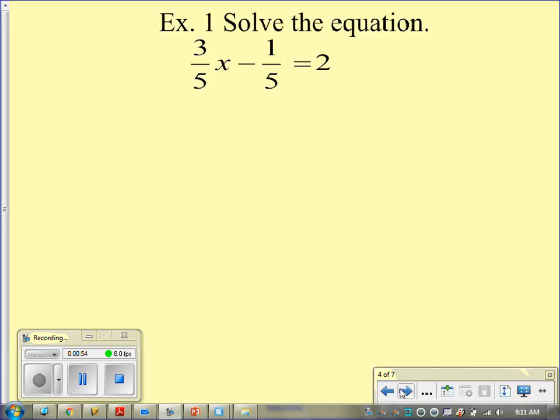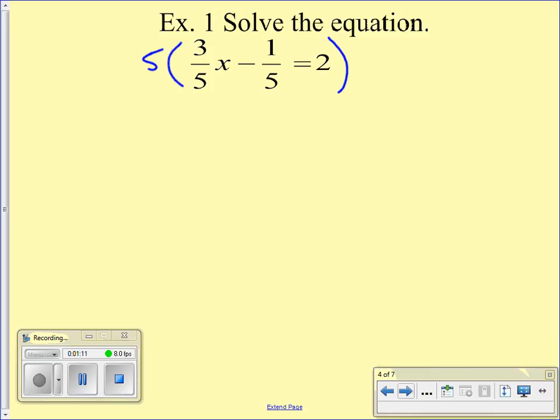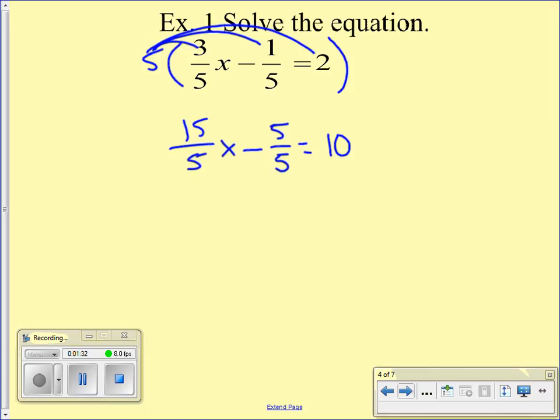So in this first equation, 3/5 x minus 1/5 equals 2. We have the fraction that nobody likes, so we need to clear the fraction, eliminate it. In this case, the denominator is the same, so all we need to do is multiply every single part by 5 so that we can reduce to eliminate it. So I only multiply the numerators by 5, and I get 15 over 5x minus 5 over 5 equals 10. Make sure every single part of the equation gets multiplied on this one.